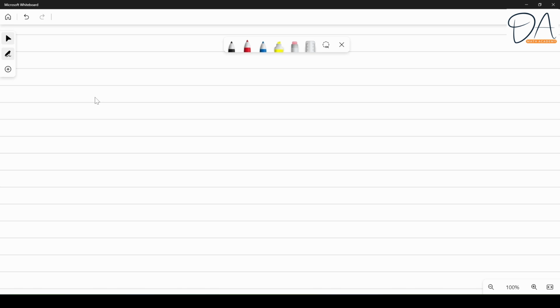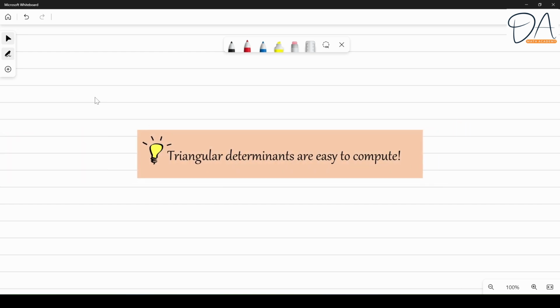In this video, we'll learn about a method to compute determinants, which is more efficient than the cofactor expansion, especially for large determinants. The general approach will be to simply convert the determinant to a triangular determinant. You may be wondering why triangular determinant? Because these are very easy to compute, as we shall see in this video.